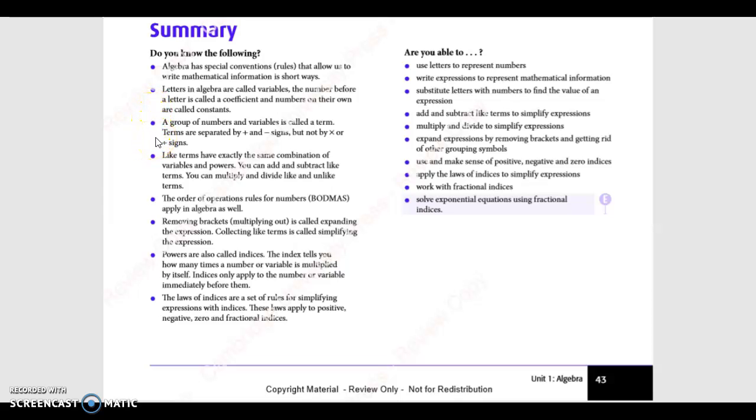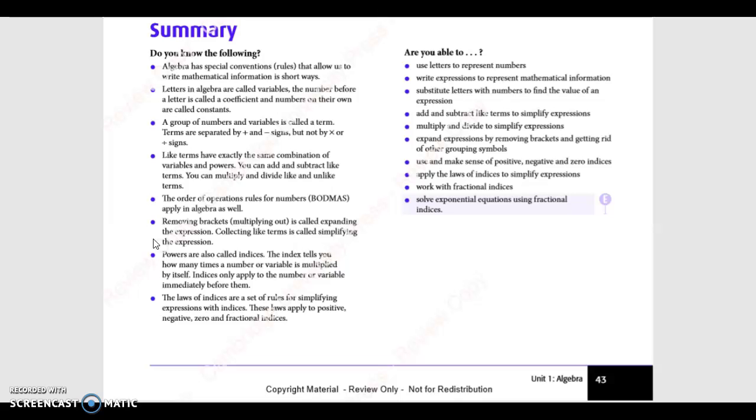The next one is the definition of a term. So the terms are separated by plus and minus signs. Then you have to know how to simplify like terms, and then the order of operations rules for numbers, BODMAS, apply in algebra as well. The next one is about expanding brackets or removing brackets.